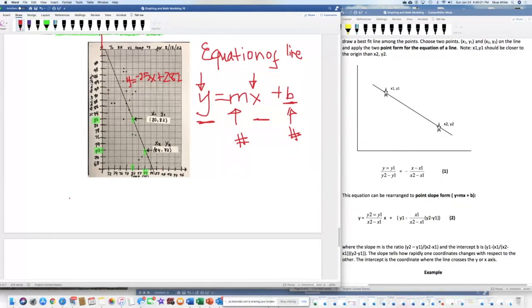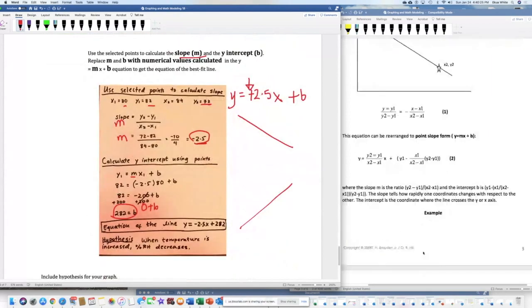Some people write it like this: m equals negative 2.5 and then b equals 282. This is not the equation of the line. That's the equation of the line. That's the format that's recognized. This is just numbers. So it has to be in this format here. This is not the correct answer.